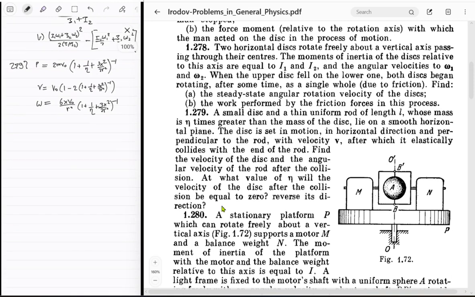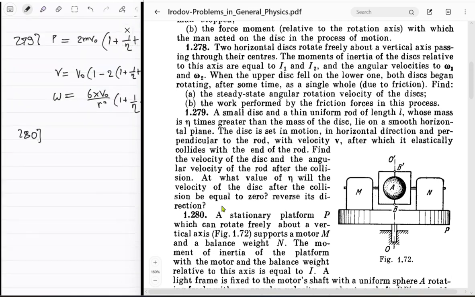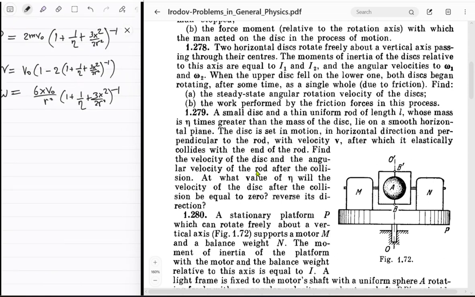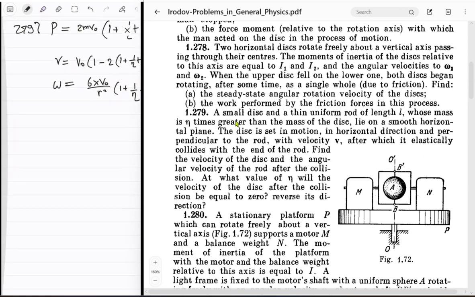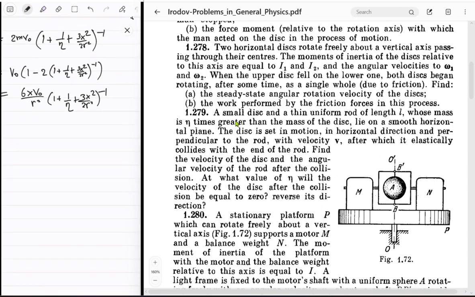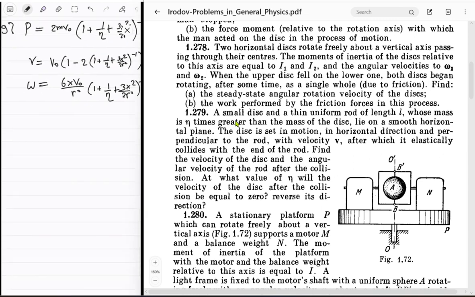Next, 280. Oh, okay. We don't actually answer the thing yet because we actually have to figure out what this is. What do you want? You want the velocity of the disk and the angular velocity of the rod after the collision. So we just put x equal to 1, because it's at r, and r equal to l upon 2. Oh, x is not equal to 1, x is the distance, so x equal to r. That's better. Once you do that, you just get 6 x v naught, all that stuff. You can figure that out.